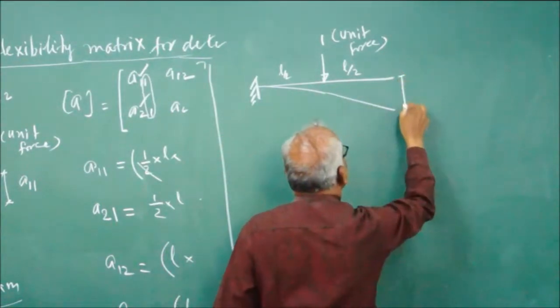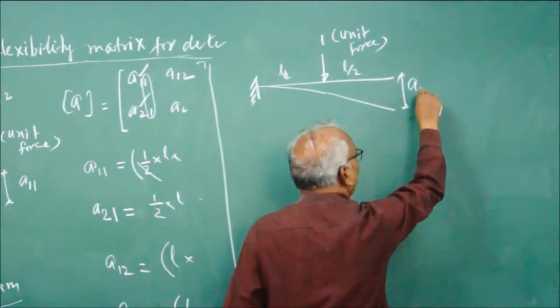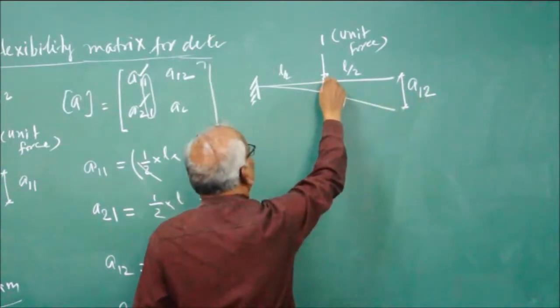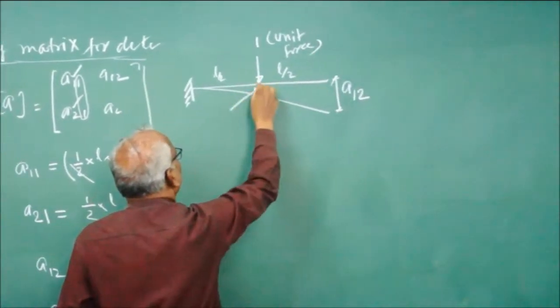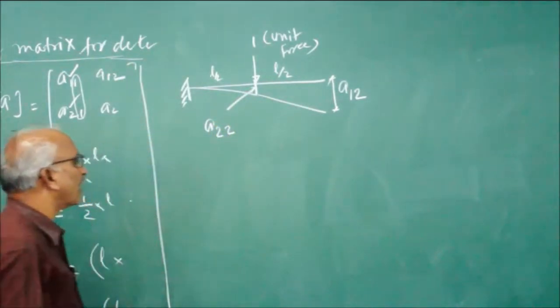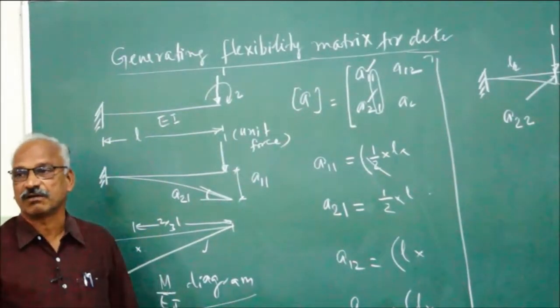So this is the displacement along coordinate 1 due to unit force along coordinate 2. And this is the displacement along coordinate 2 due to unit force along coordinate 2. So you have to remember that definition for the flexibility coefficient.